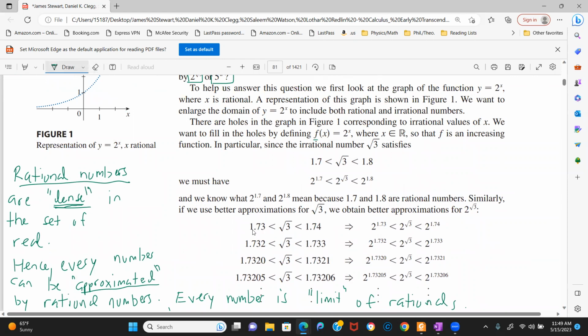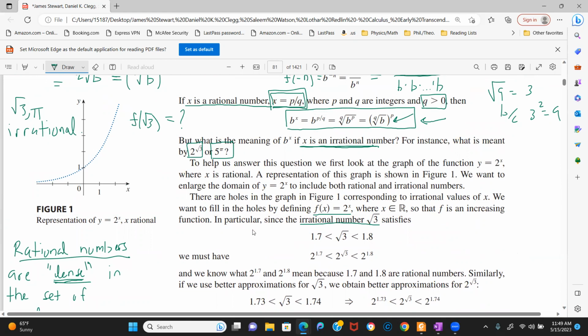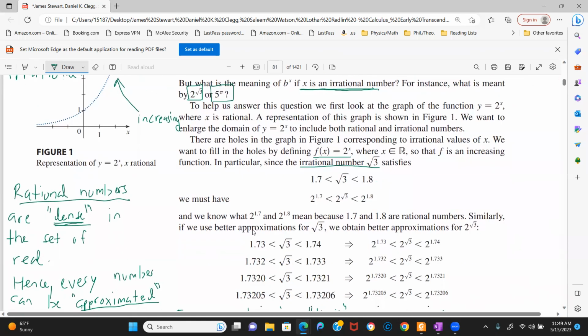So they have f of 2 to the x. You have this irrational number, the square root of 3. And you can see that this function is an increasing function, right? The exponential function is increasing. So here's a decimal approximation, or let's actually call it a rational approximation, of the square root of 3.